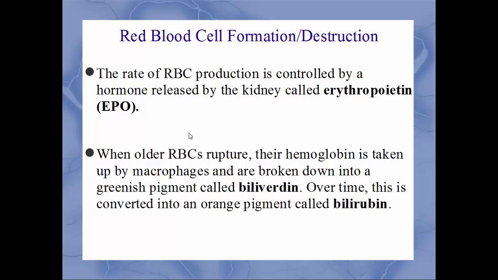So as they get older and they're broken apart, the hemoglobin inside is taken up by special cells called macrophages, and they're broken down into various types of pigments. The first pigment is a greenish color, and it's called biliverdin. For those of you that speak Spanish or French, verd is the word for green, so biliverdin is a greenish pigment. And over time, this greenish pigment will turn into an orange pigment called bilirubin. So don't confuse these two, because these two will get asked on a test somehow. So the first pigment is green, biliverdin, then it becomes orange, bilirubin.